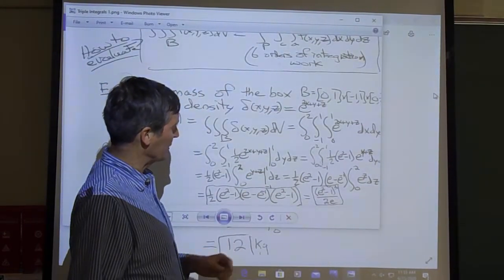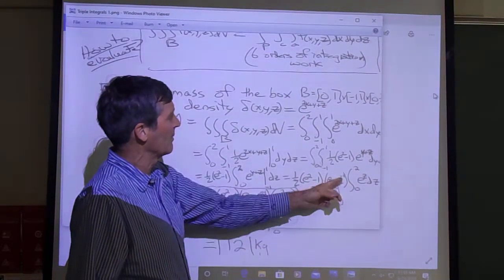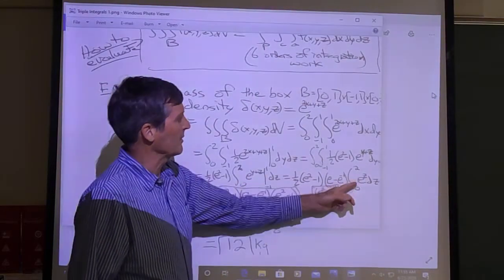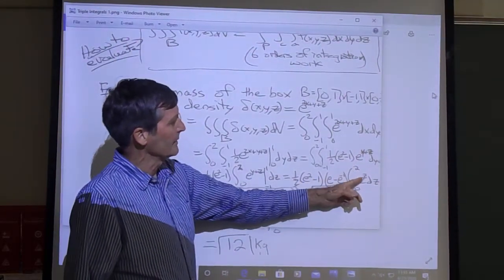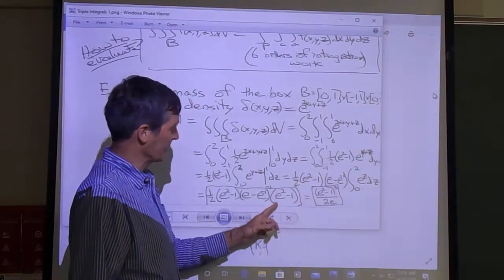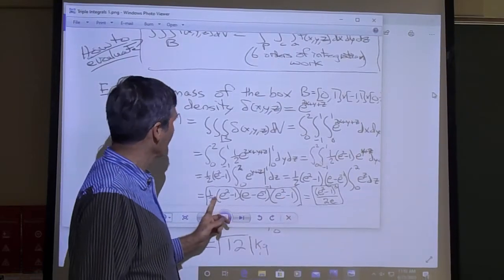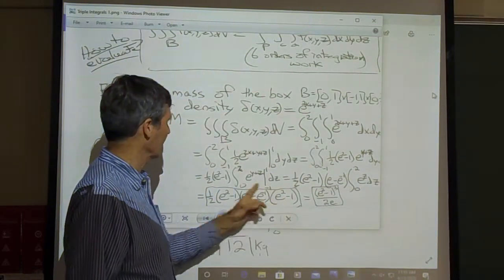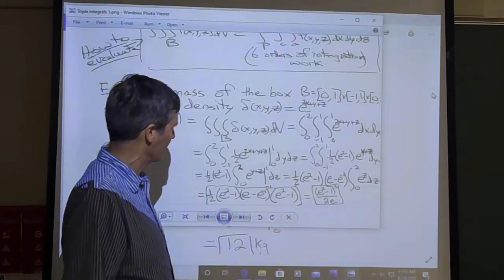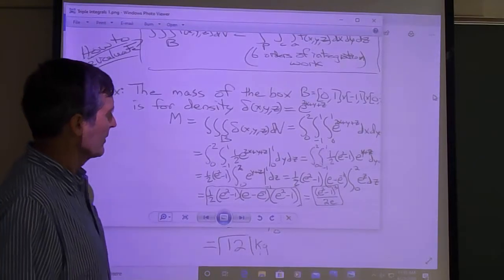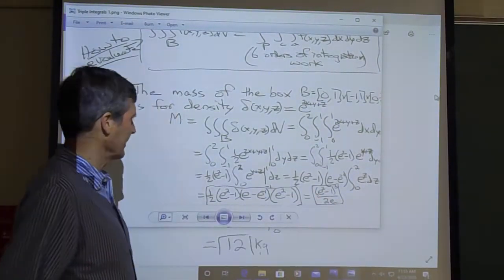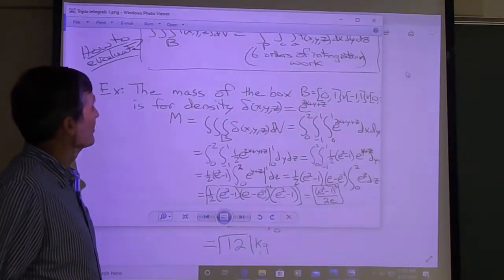This has to be evaluated at the two endpoints and take the difference, and you get e to the 1 minus e to the minus 1 when you do that. And then e to the z is left in the integral. You integrate that by calculus 1. Integral e to the z is e to the z. Plug in the two endpoints and take the difference, you get e squared minus 1. And so the mass of the box is this, 1/2 (e squared minus 1)(e minus e to the minus 1)(e squared minus 1). The total of (e squared minus 1) cubed over 2e is the total mass of this box.